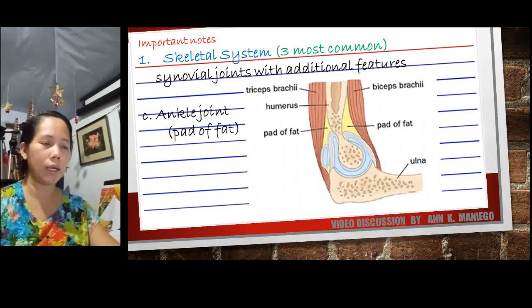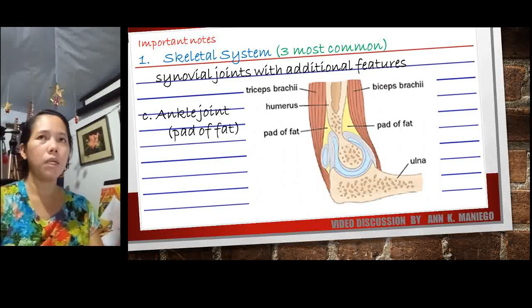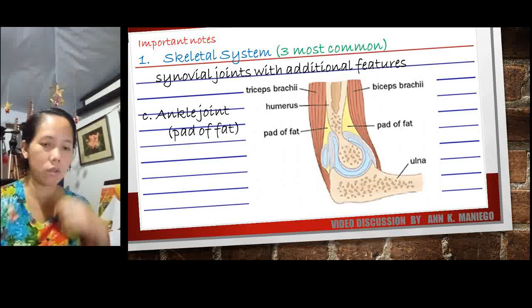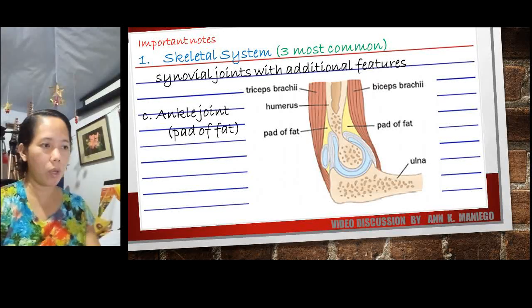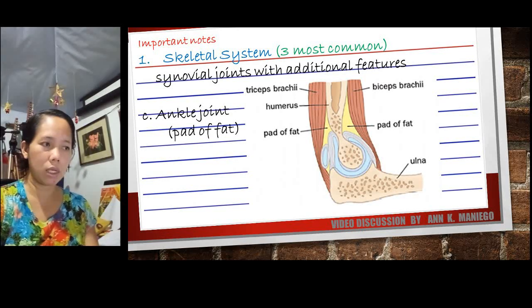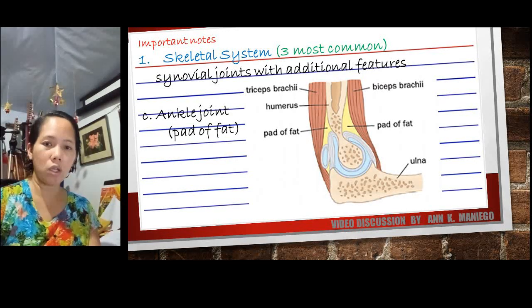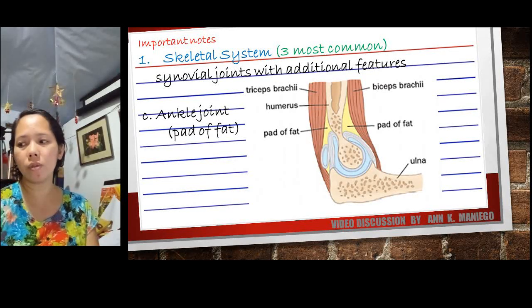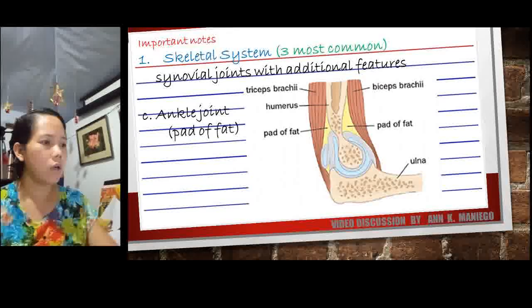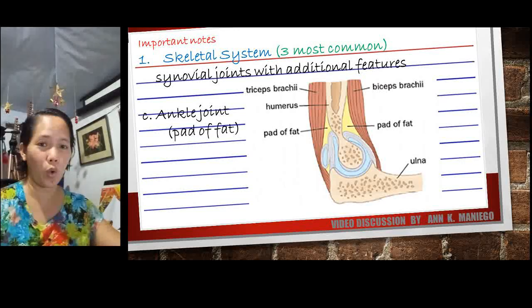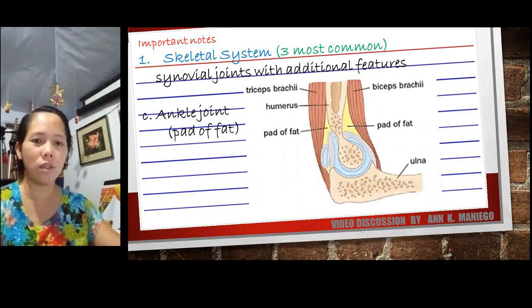Siya man gyud pinaka nagdala sa weight sa body. No, siya may naa dito sa ubos. So whatever is your weight, siya pinaka maapektuhan dito. So that part is there to provide cushion, cushioning between the fibrous capsule and the bone or muscle. So, ang ankle joint has a pad of fat with additional features.